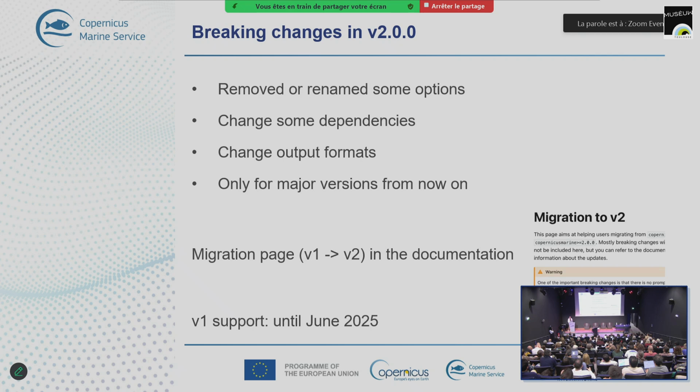If you were on V1 and you want to migrate with all those breaking changes, we created a migration page in the documentation to help you do that. So to point out specific places where we changed things. The support for V1 will be until June 2025, where we will solve any critical bugs that would prevent the V1 from functioning.